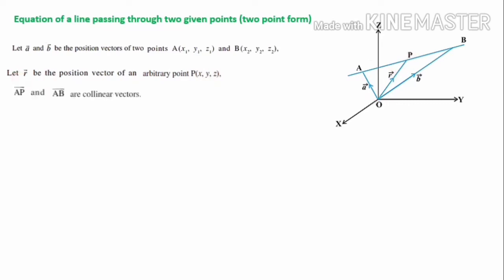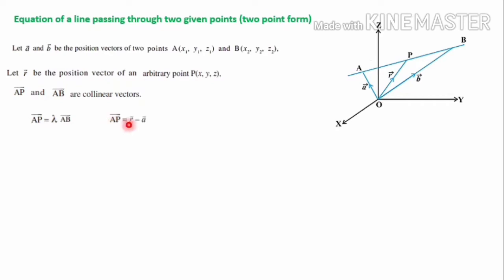Then vector AP and vector AB are collinear vectors, because AP and AB are lying on the same line. Collinearity of vectors and parallel vectors, both conditions are the same. That is, one vector will be a scalar multiple of the other one. That is, AP is equal to lambda into AB.